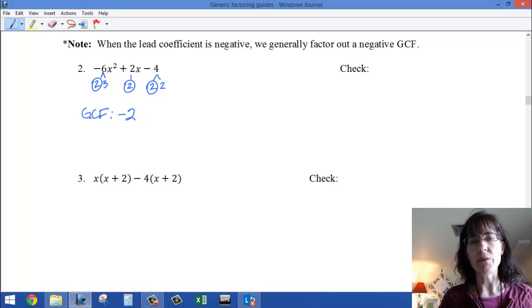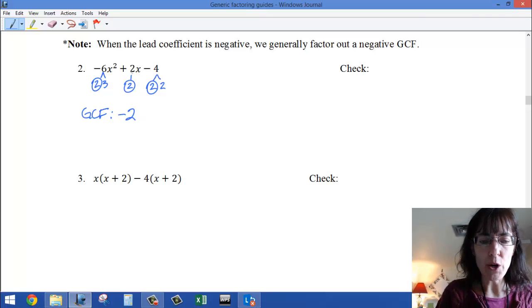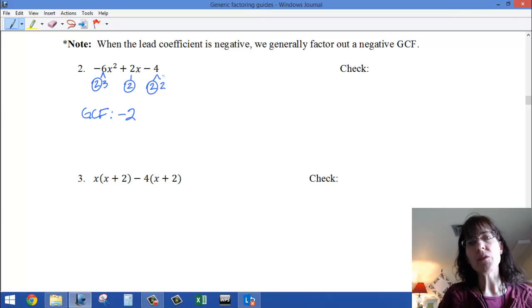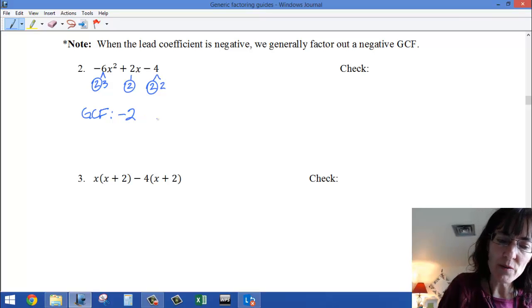And now I want to look at the variables. And I look through the variables. I have an x squared, an x, and then no variables. So that tells me that there's not a variable that I can divide off of every term and still have non-fractions as a result. So negative 2 is all I've got for my greatest common factor.